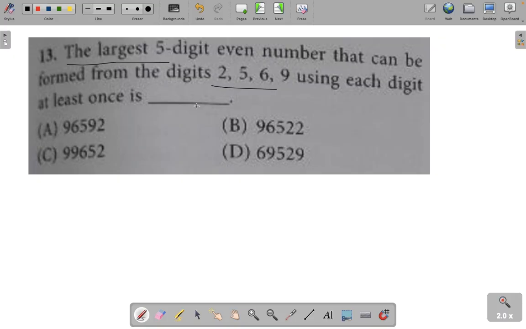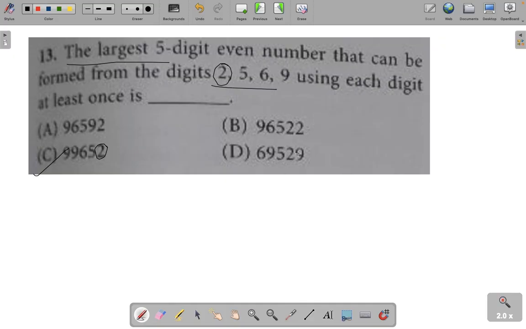So the answer is 99652. You can repeat as many times as you want, but at the same time, you have to ensure all these numbers must come once. So you have to reserve 2 for the end. Now, what if I say, you have to form the smallest 5-digit even number?